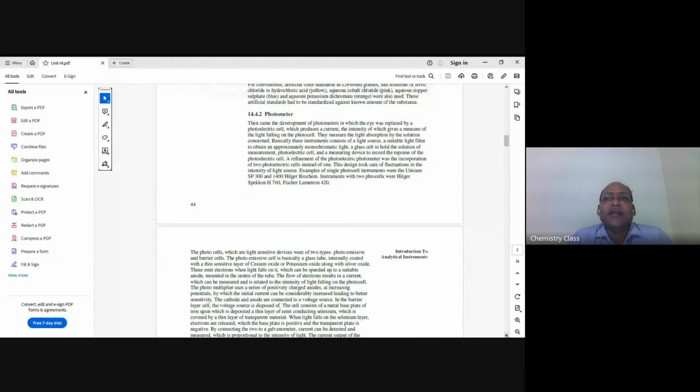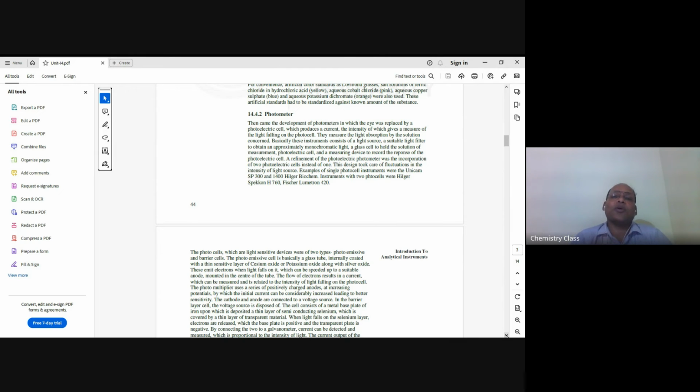Okay, so that means a photoelectric cell is used here, which produces a current, the intensity of which gives a measure of the light falling on the photocell. This measures the light absorption by the solution concerned. Basically, this instrument consists of a light source, a suitable light filter to obtain approximately monochromatic light, a glass cell to hold the solution for the measurement, a photoelectric cell, and a measuring device to record the response of the photoelectric cell.